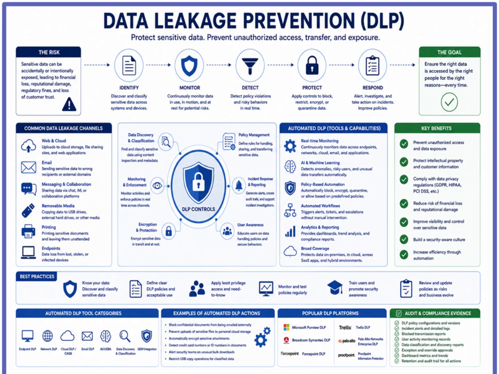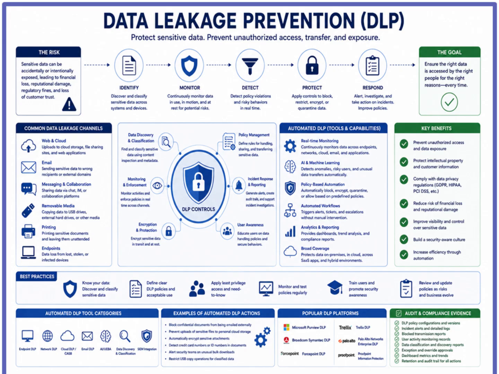A key part of DLP is understanding where sensitive data exists and how it moves across the organization. This starts with identifying and classifying sensitive information such as customer data, financial records, intellectual property, or personal information. Once data is identified, organizations continuously monitor how that data is used, shared, stored, and transferred.